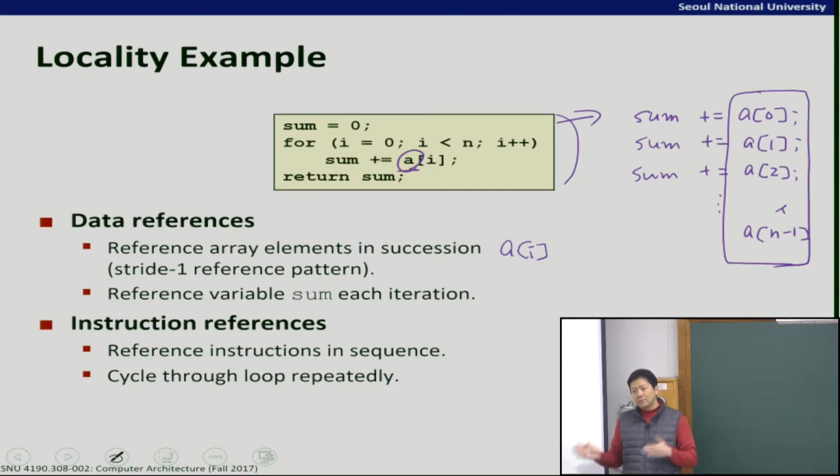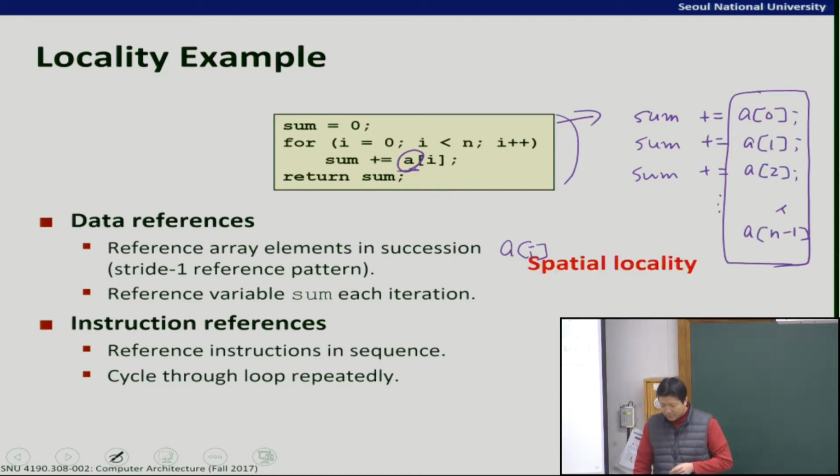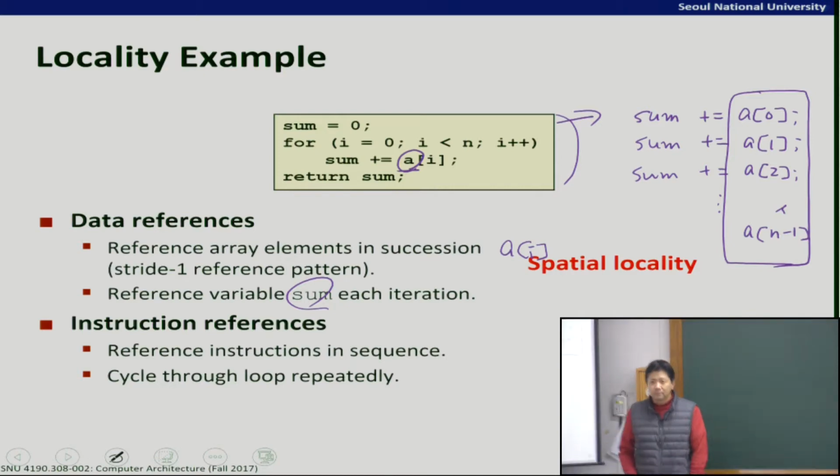Temporal locality or spatial locality? Spatial locality, right? Because you access A of 0 followed by A of 1, which is adjacent, and A of 2, which is a neighbor again. So this one is spatial locality, right? Then what about the sum variable? Let's say sum is a memory variable, sum is actually in memory. Then what kind of locality is there in accessing this sum?